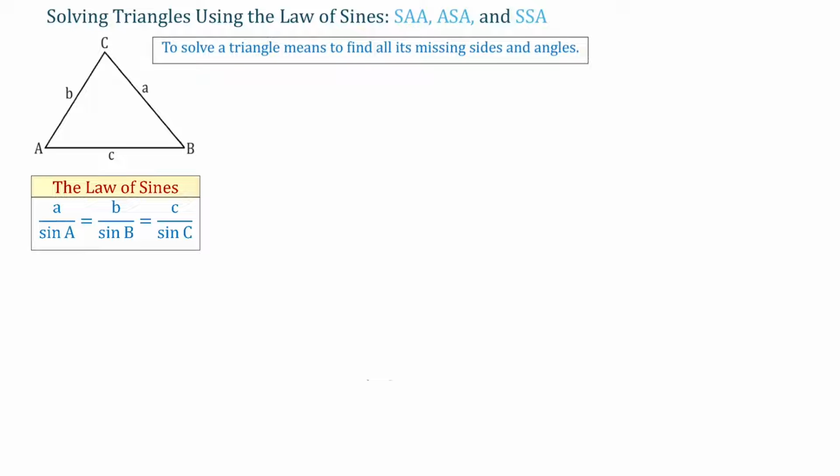Now, there are 3 cases where we can apply the law of sines. The first one is called side-angle-angle. With this case, we are given one side, an adjacent angle, and an opposite angle. Notice that to be able to use the law of sines, we need to have a side and the opposite angle. Then we can use the law of sines to find the side opposite of the adjacent angle.